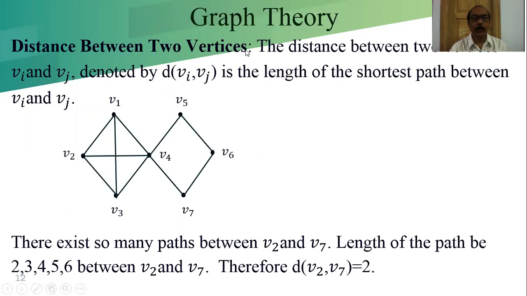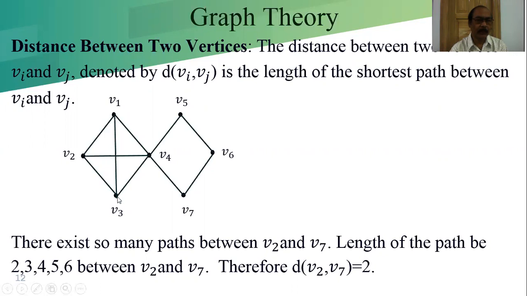Distance between two vertices. In this case, you have to use the concept of the path. Before going to the exact definition, I am discussing here the distance between V1 and V2. I can move this way. This is one path.